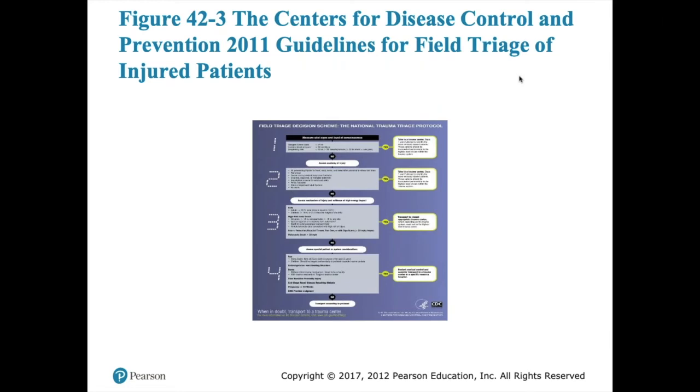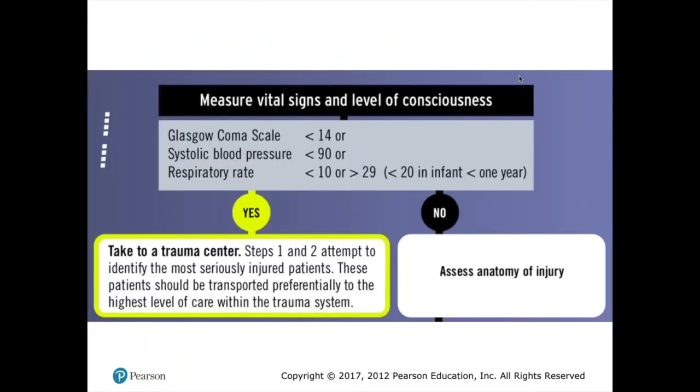So this is the Center for Disease Control. I don't care what you think about them right now currently with COVID, but they came up with this trauma triage protocol, and it's basically the national standard now. So I'm going to break this down into chunks so that we can see it easier. The first part is physiological. How are they responding to their anatomical injuries? Right. So Glasgow Coma Scale less than 14.